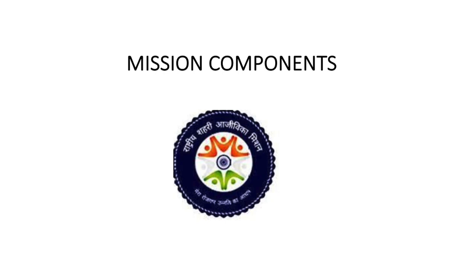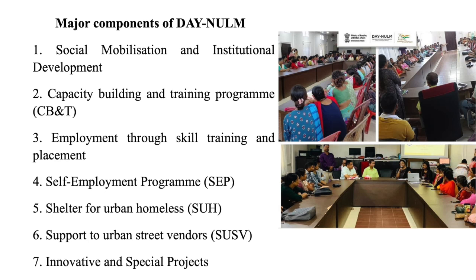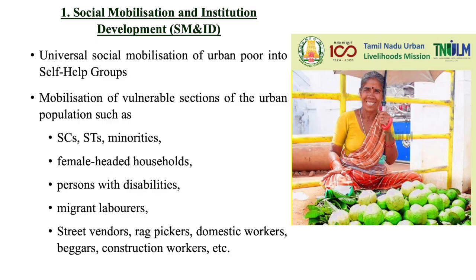Let's look at the mission's components. There are about 7 important components of this mission, namely social mobilization and institutional development, capacity building and training program, employment through skill training and placement, self-employment program, shelter for urban homeless, support to urban street vendors, and innovative and special projects. So let's look at them one by one. Number 1, social mobilization and institutional development.